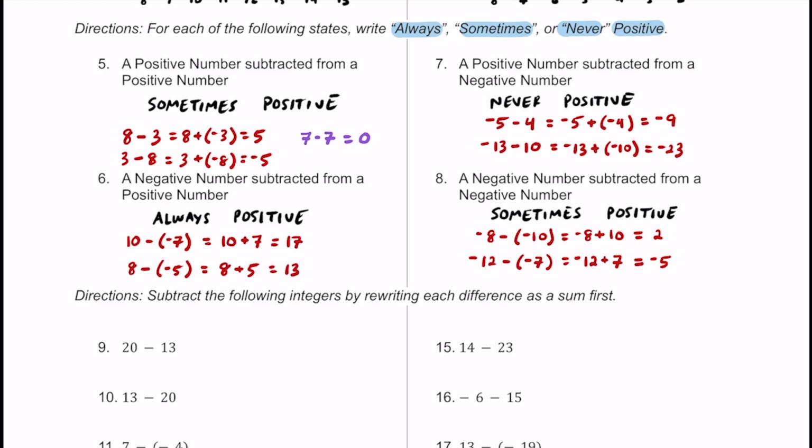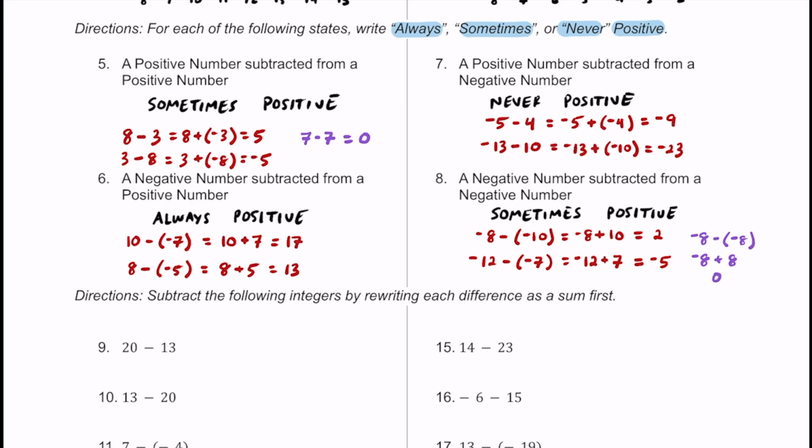And just like in number 5, we don't necessarily have to get a positive or negative answer. We could also get the number 0, right? So if you had something like negative 8 take away another negative 8, if you keep and then change and then flip, you notice that you're just adding opposites together.